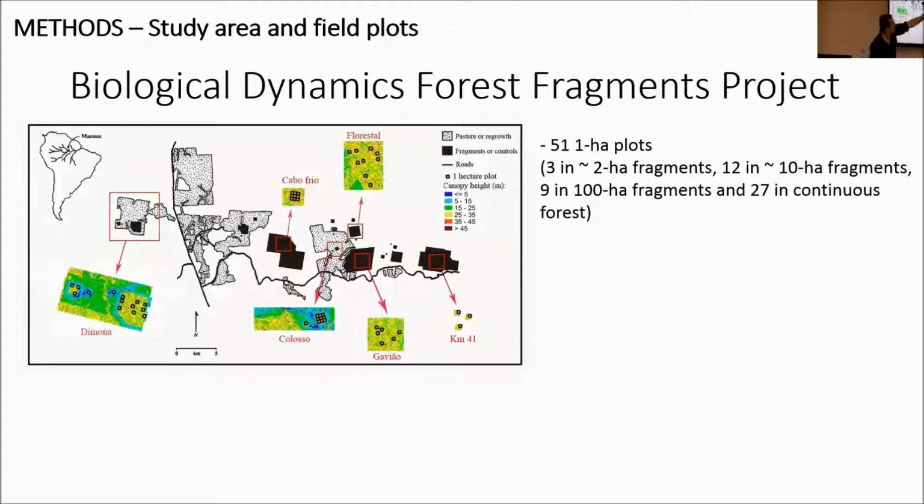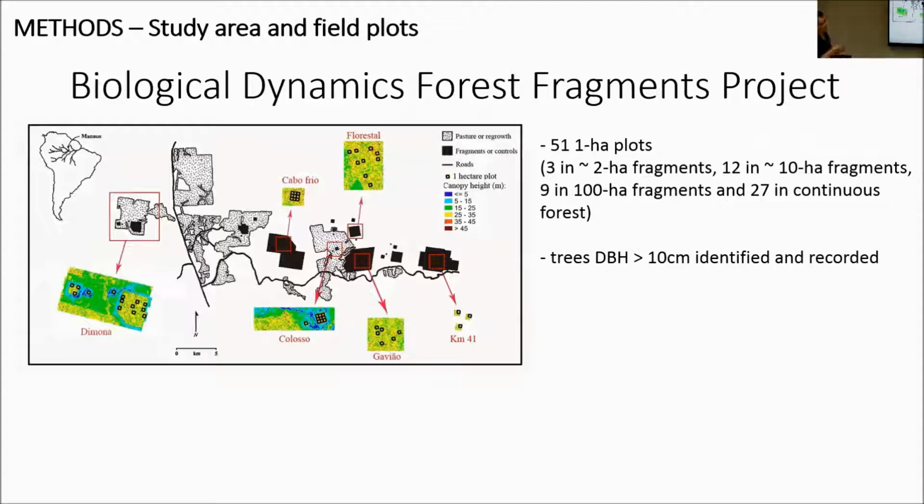And we have 12 plots in the 10-hectare fragments, in this one and this one. And 9 plots in the 100-hectare fragment, the bigger one here. And 27 plots in the continuous forest, this one, this one, this one, and this one.